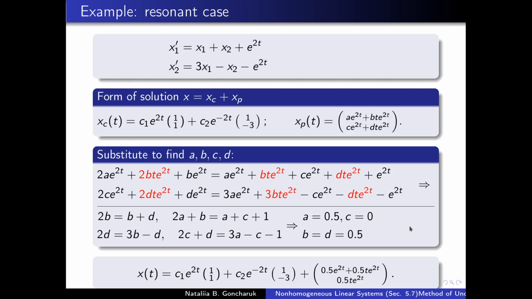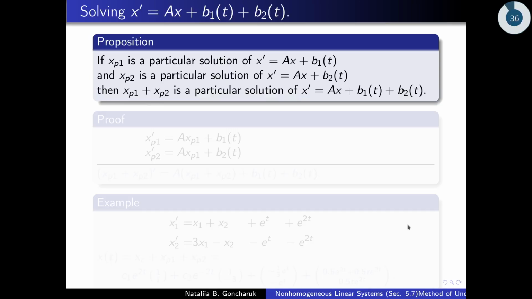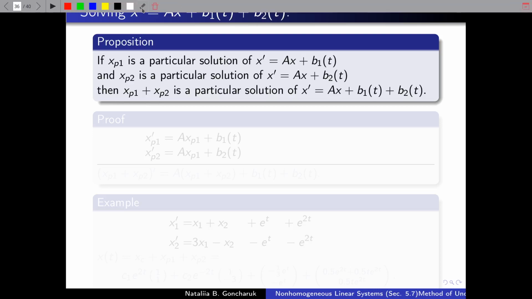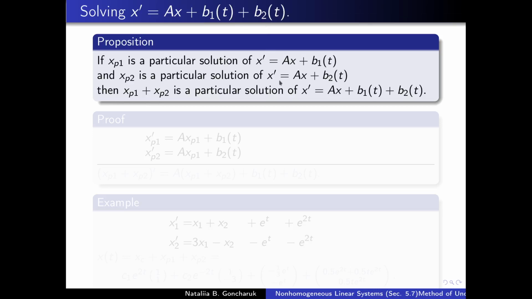Now comes the last remark. Suppose that the right-hand side of your equation, the non-homogeneous part of your equation, is a sum of 2 different expressions of different nature. How can you handle this case? That's how you can handle it.